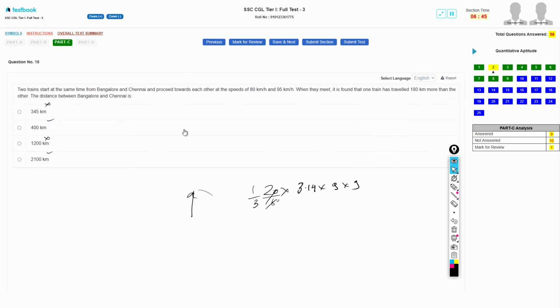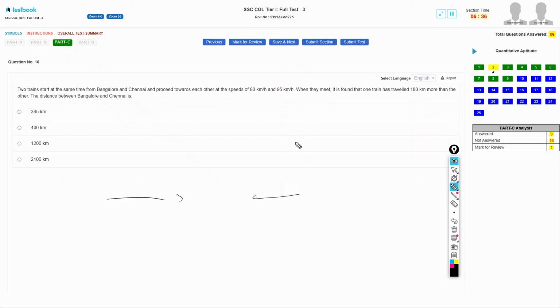Yeah, so 81. Two trains start the same length, same time from Bangalore to Chennai and proceed towards each other. Speed of this and this when they meet. It is found that one of the trains has traveled 180 kilometer more. So by this 15 speed, it has traveled 180. So the time taken is 12 hours. What is the total distance? So total distance is asked. So the relative speed is going to be 175 times 12. So 1750 plus 2 times this is 350. So 2100 is the distance.